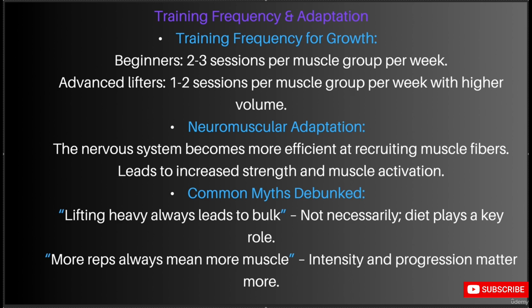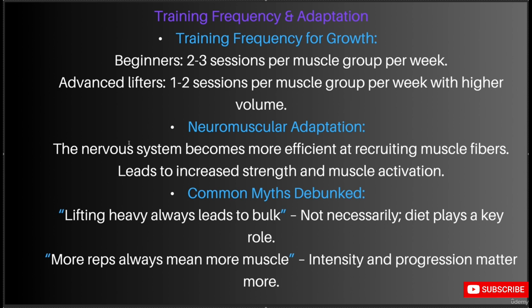So the next is neuromuscular adaptation. Training frequency for growth: beginners should aim to hit the muscle group at least 2 to 3 times per week. That ensures that you'll have the maximum amount of gains. For advanced lifters, you should be hitting 1 to 2 sessions per muscle group every week with higher volume. We're introduced to another term called neuromuscular adaptation. The nervous system becomes more efficient at recruiting muscle fibers, leading to increased strength and muscle activation.